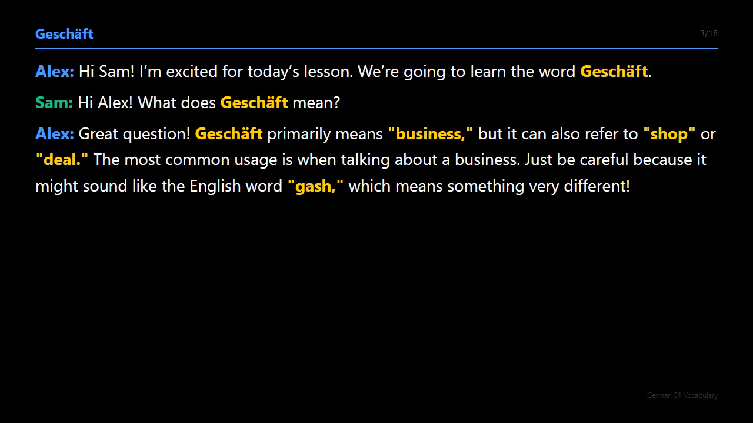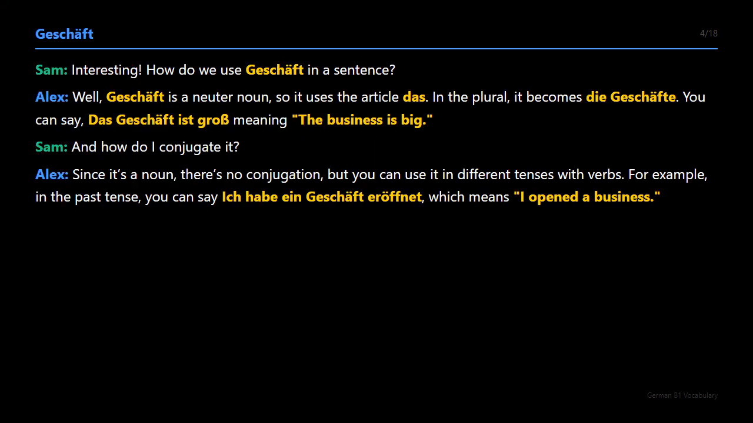Interesting. How do we use Geschäft in a sentence? Well, Geschäft is a neuter noun, so it uses the article "das". In the plural, it becomes "die Geschäfte". You can say, "Das Geschäft ist groß," meaning, "The business is big."